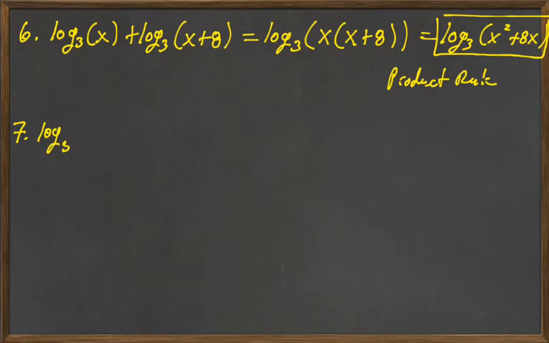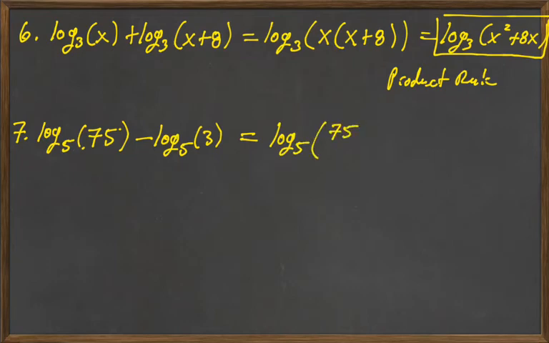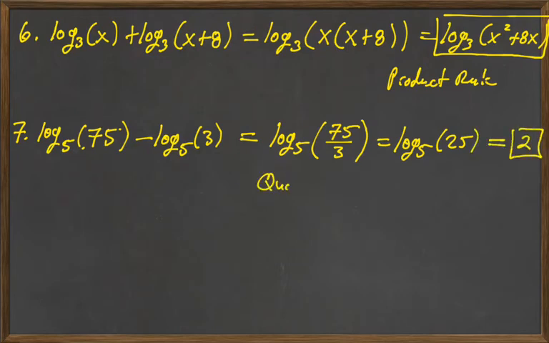Okay, let's take a look at the next one. Log base 5 of 75 minus log base 5 of 3. So we're subtracting logs of the same base, so we're going to use the quotient rule. So that's log base 5 of 75 over 3. And 75 over 3 reduces to 25. So log base 5 of 25. 5 to the second power is 25, so log base 5 of 25 is the exponent there, which is 2. Okay, we'll go ahead and we'll mention the rule we used there was the quotient rule.